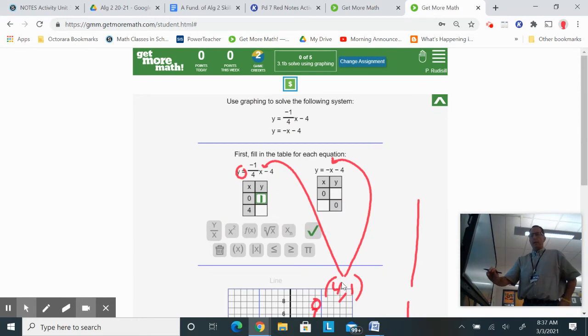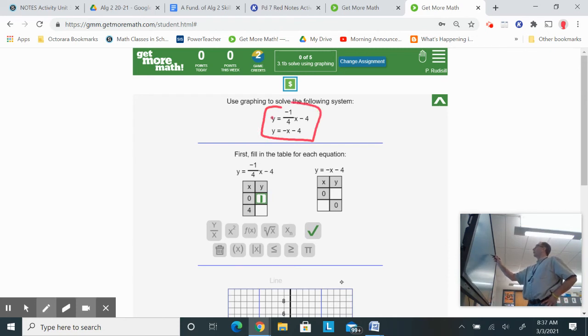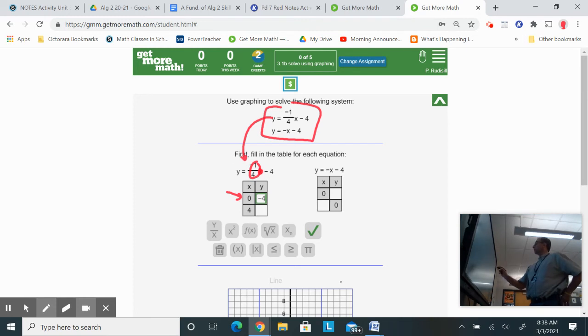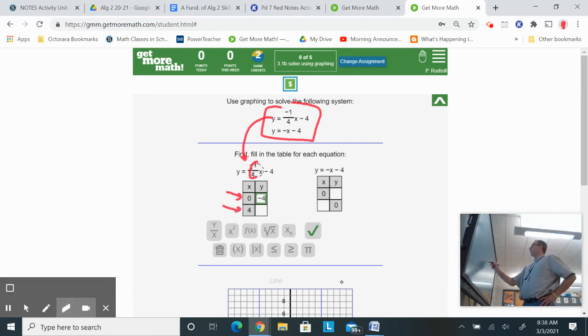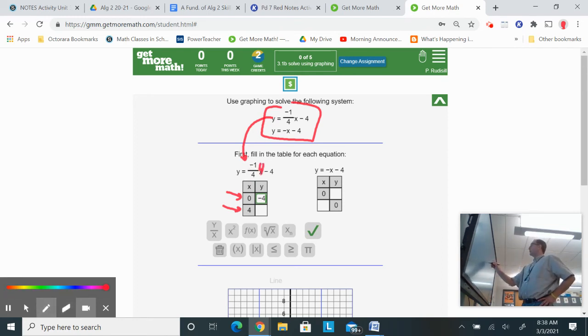All right, let's try another one. Okay, I have a system of equations. The first equation is here. Let's fill in the t-chart. So x is 0. Put a 0 where the x is. That whole thing's a 0. 0 minus 4 is negative 4. So in that box goes a negative 4. So I have my first ordered pair. Now I'm supposed to put in a 4 for the x. So let me erase what I have here. And I'm going to put a 4 where the x is.